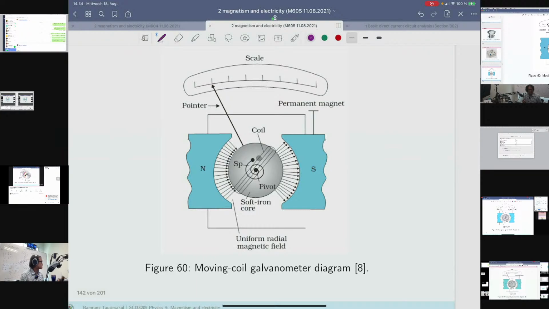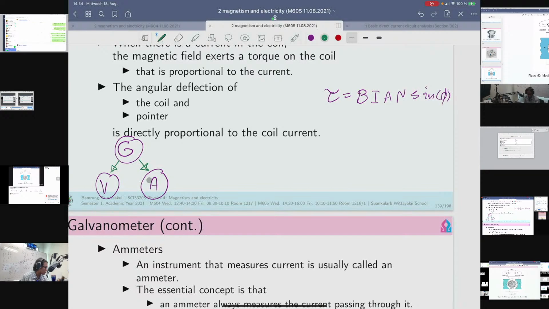Here is the notation of the galvanometer. You have the capital G, and it can be used as the voltmeter and the ammeter. There are two ways for that. As you know, the ammeter is used to measure which quantity? What do you think?